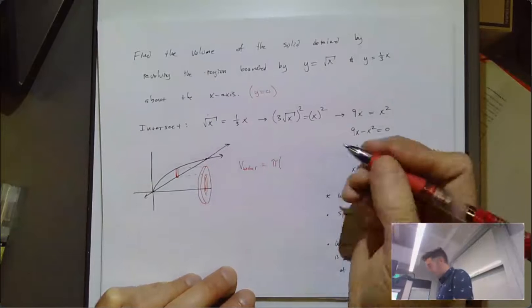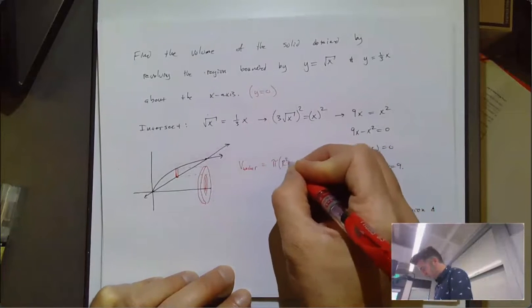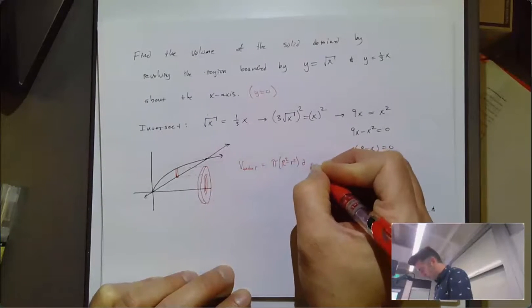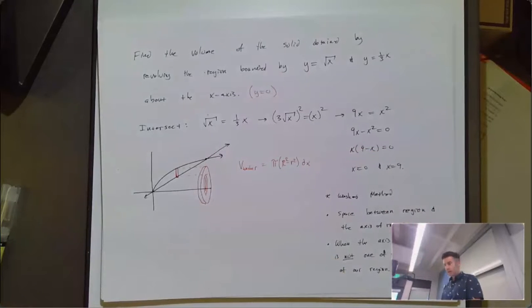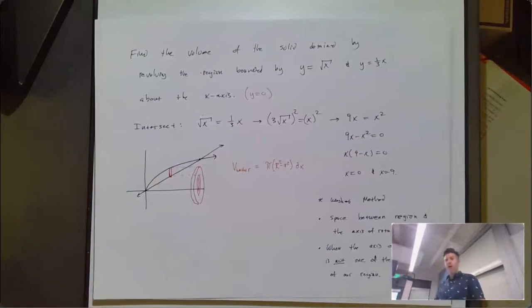The volume of our washer, once again, is pi times, I usually like to factor out the pi right from the beginning, so it's pi times the big radius squared minus the little radius squared, all times dx in this case. One common mistake that I see with problems like this is people like to subtract the functions and then square it. That's not correct. We have to square each thing first and then subtract them.